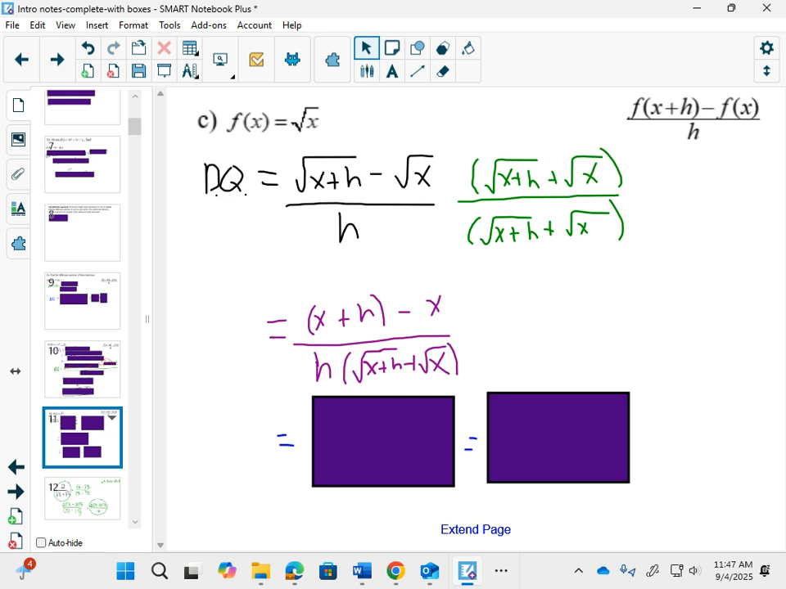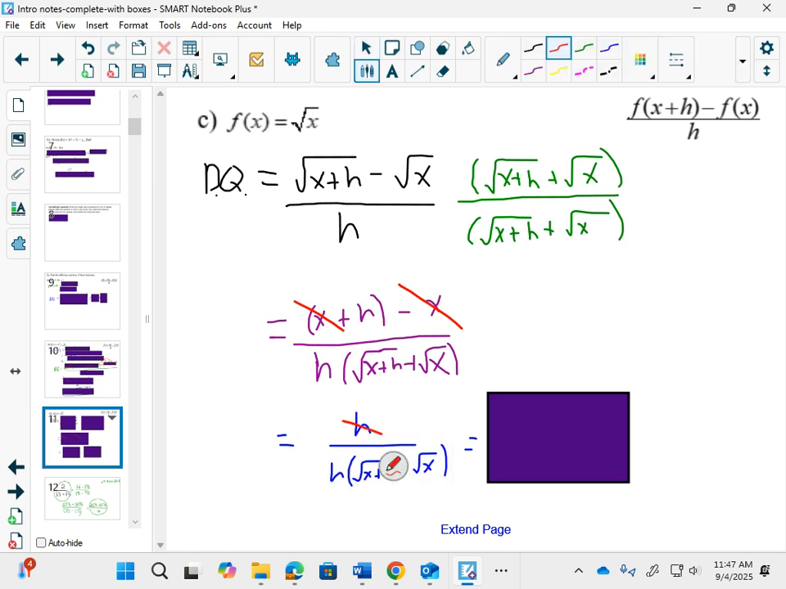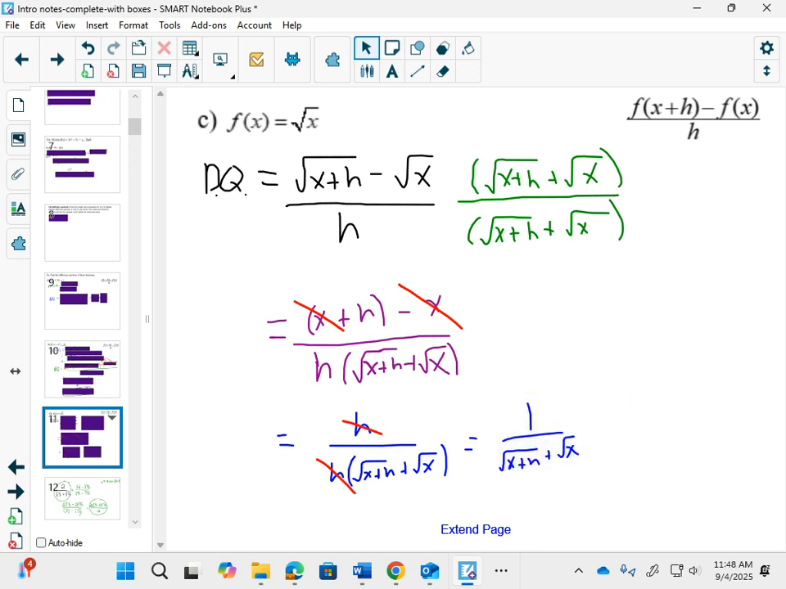And now my x and my minus x cancel out, leaving you with just an h on the top, and there was just an h on the bottom. Those would go away. And we're left with this, which at this moment doesn't seem any nicer than what we started with. But for the purposes of calculus, will be beautiful later on.